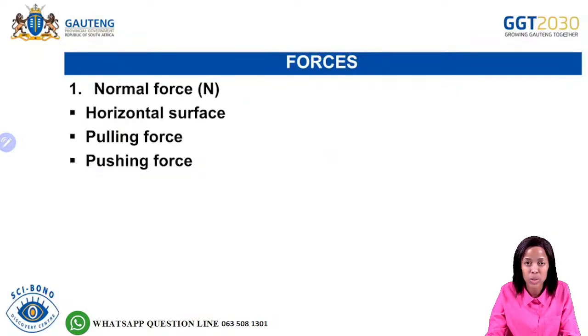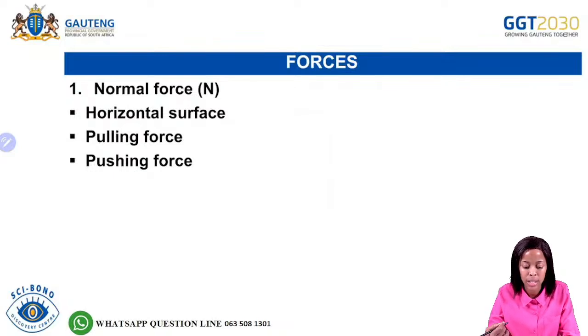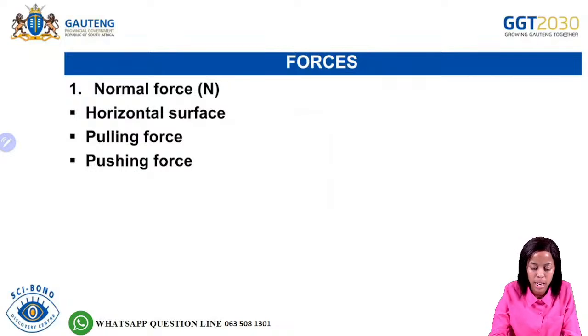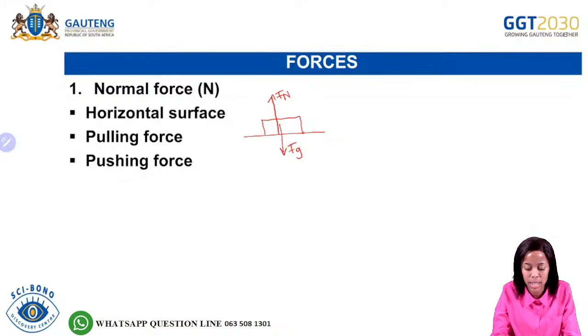Under Newton's second law, we also talked about the normal forces and the different scenarios in terms of the normal forces. You can have a horizontal surface. If you are to represent the normal force on a horizontal surface, this is how it would look. You draw your normal force from the surface, and that is how you indicate it. And then from there you would represent your gravitational force.